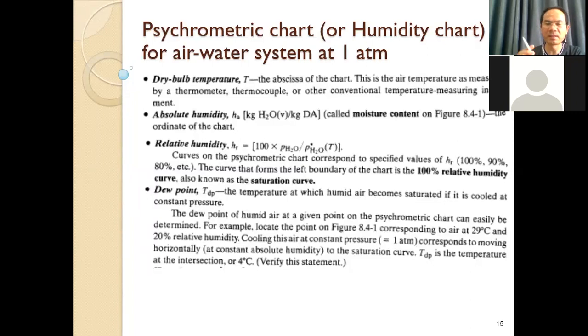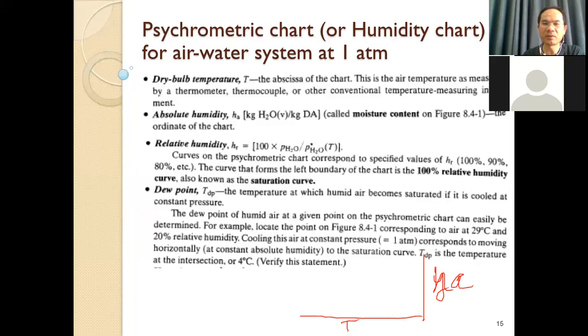Okay, we talk about some terms, starting with dry bulb temperature. Commonly when you draw the humidity chart, we draw the dry bulb temperature on the abscissa, the x-axis. This is the air temperature, measured by a thermometer, thermocouple, or another sensor. The next term is absolute humidity, or SA, mostly on the y-axis. I will show you the chart in the next slide.